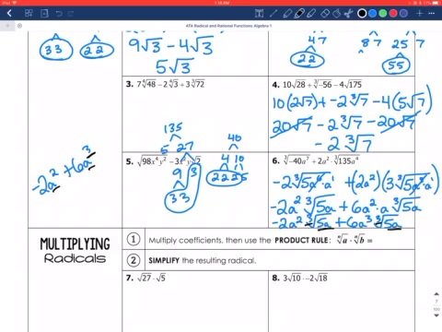Okay? So from there, multiplying radicals. Here we're going to use the product rule, which you actually probably already know besides the indexes.